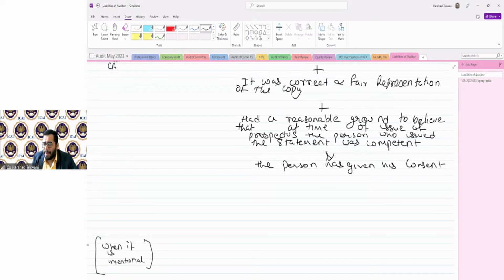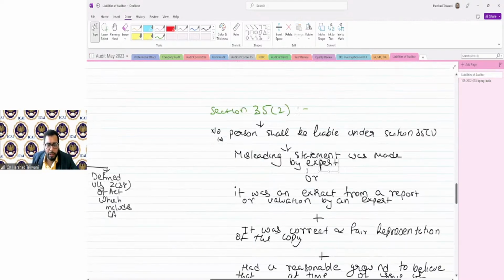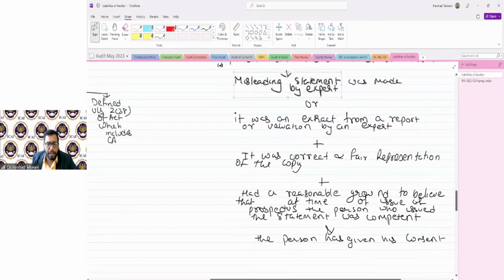Now in this case, why has the liability been shifted upon the expert? The reason is, if you see, it was a statement by an expert, a misleading statement by an expert. It was extracted from his report, it was a fair representation or correct extraction from the copy, there was a reasonable ground to rely upon the statement by the expert, and the expert gave his consent. There was an expected standard of care from that particular expert, there was a reliance upon the statement, and the expert was aware, he has provided the consent, the expert was aware that his statement will be used. So in that case, the expert will be held liable rather than the respective person. That's why in this particular subsection, no person under section 1 will be held liable.